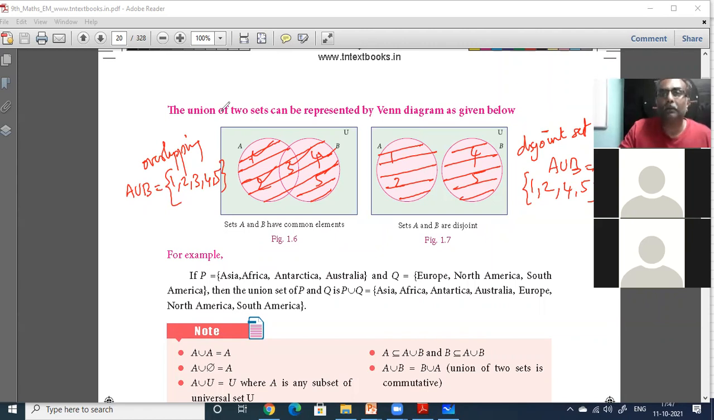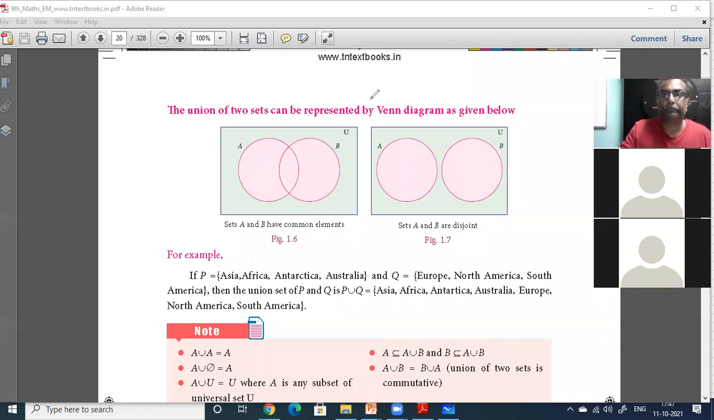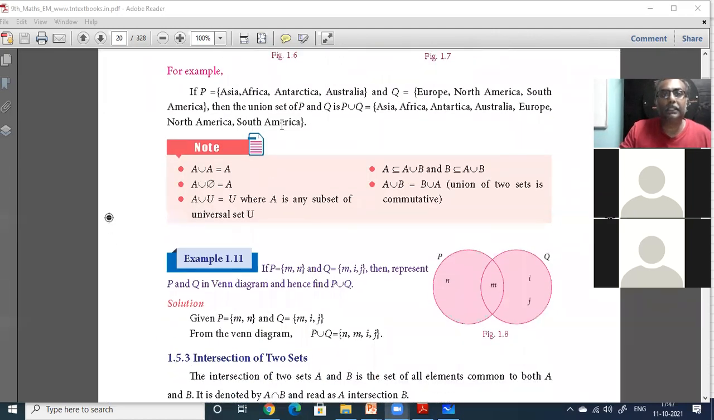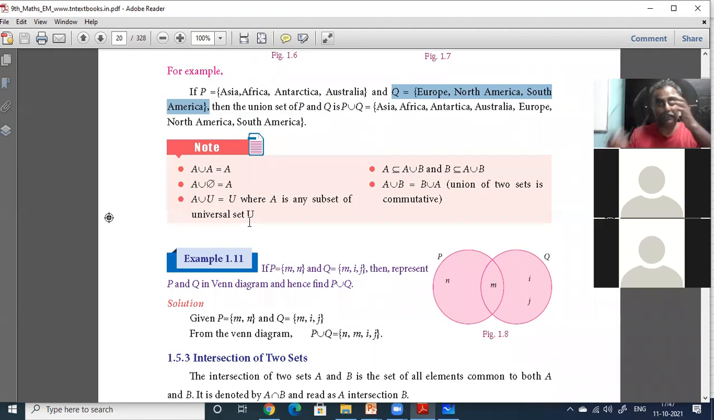Now we are doing one more example. P is Asia, Africa, Antarctica, Australia. I want you to answer one question. Look at P, look at Q. Are they disjoint sets or overlapping sets? Tell me. Disjoint sets, very good. Nothing is common, so they are not overlapping sets.